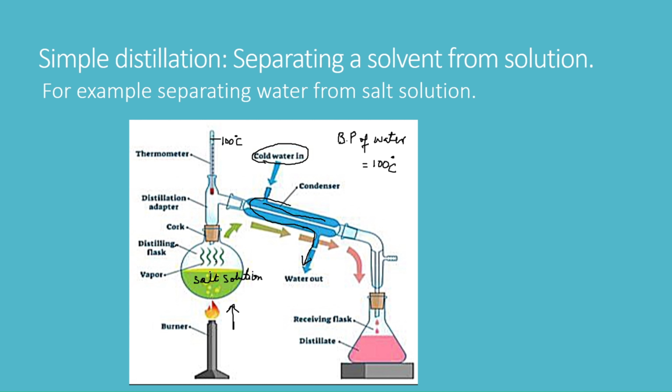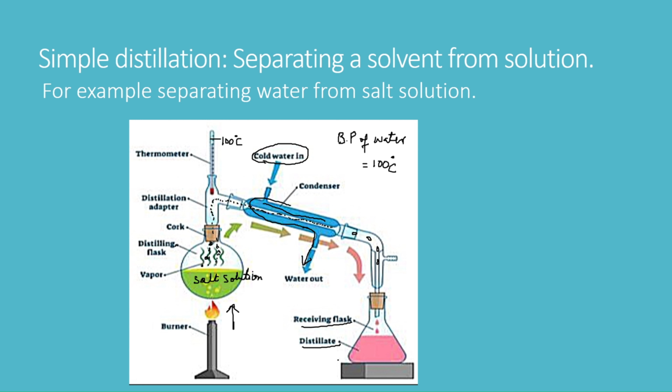So water vapor will rise in the round bottom flask, and from the round bottom flask the vapor will come in the condenser where they will be cooled down, because there is water continuously moving in the condenser. As the vapors are cooled down, they will change into water droplets. Now these water droplets will drip in the receiving flask as distillate. So finally we have separated water from its salt solution.